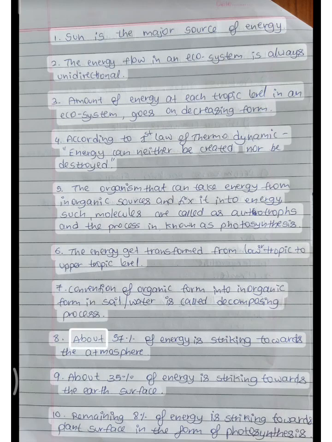8. About 57% of energy is striking towards the atmosphere. 9. About 35% of energy is striking towards the Earth's surface. 10. The remaining 8% of energy is striking towards the plant surface in the form of photosynthesis.